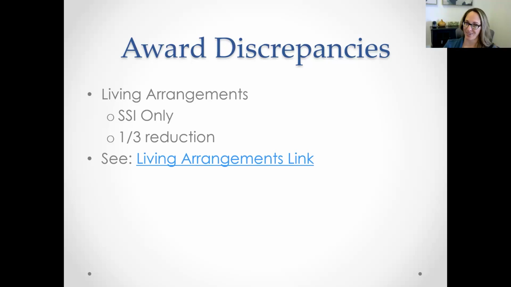So sometimes Social Security does this wrong too, where you are actually paying your family rent, and if you're paying them rent, you shouldn't get that 1/3 reduction. So you want to look out for that too in the award to make sure they're doing that correctly.